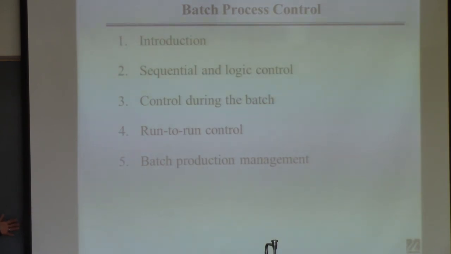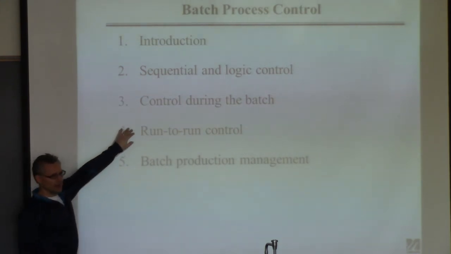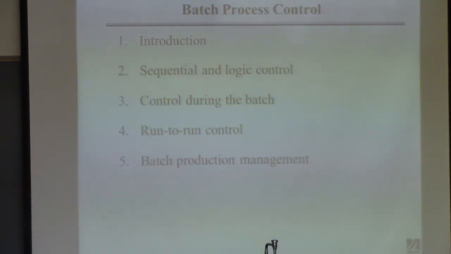What happens if you don't like it? Well, the first thing is you got a bad batch, okay? I'll tell you what you do with a bad batch in a second. But what you want to do then is change what you do next time you run a batch, right? So that's called run-to-run control. Use information from the last batch to improve the next one.